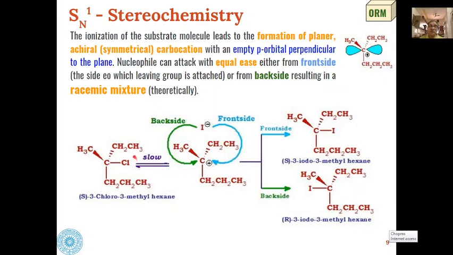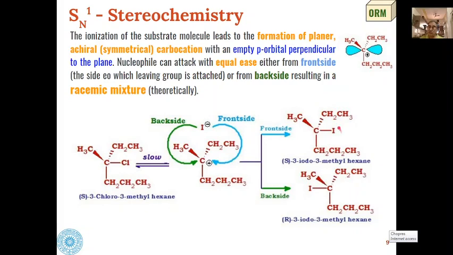Front side means the side to which the halogen was attached, and the other side is called the back side. Now, this nucleophile, say in our case iodide, can attack either from the back side or from the front side equally. So there is equal probability that it can attack from the front side as well as from the back side. So when the iodide ion attacks from the front side, this type of product will be formed.